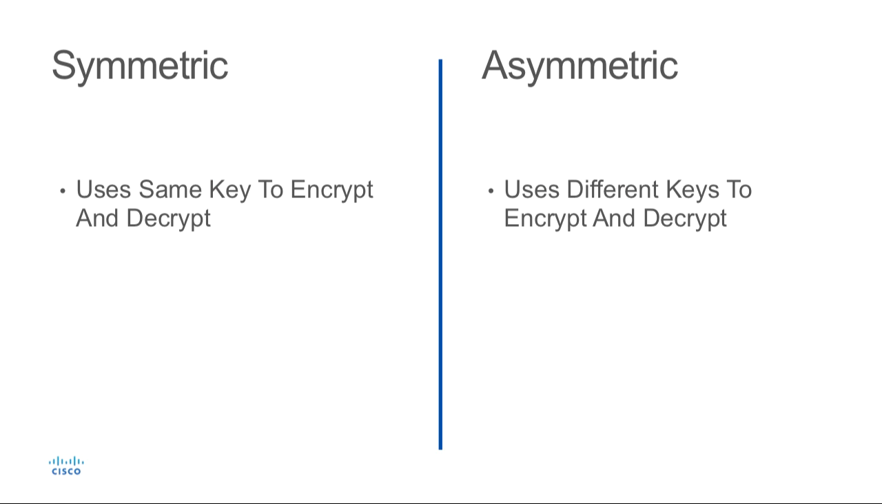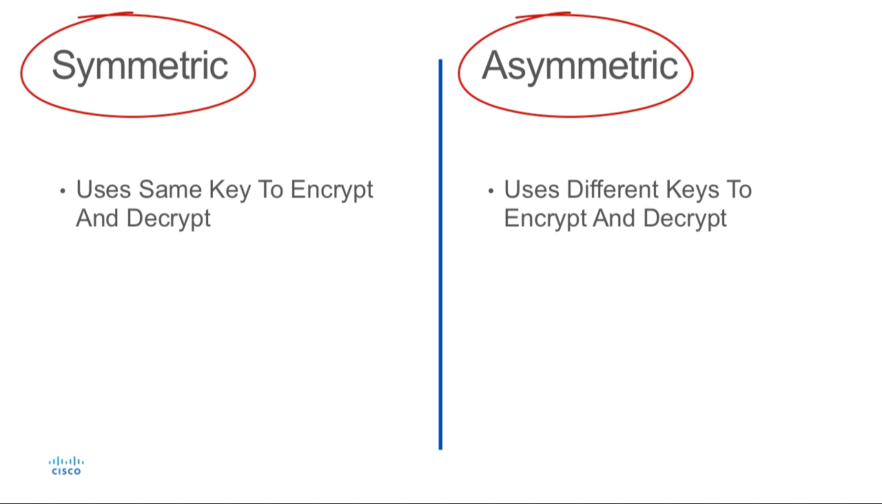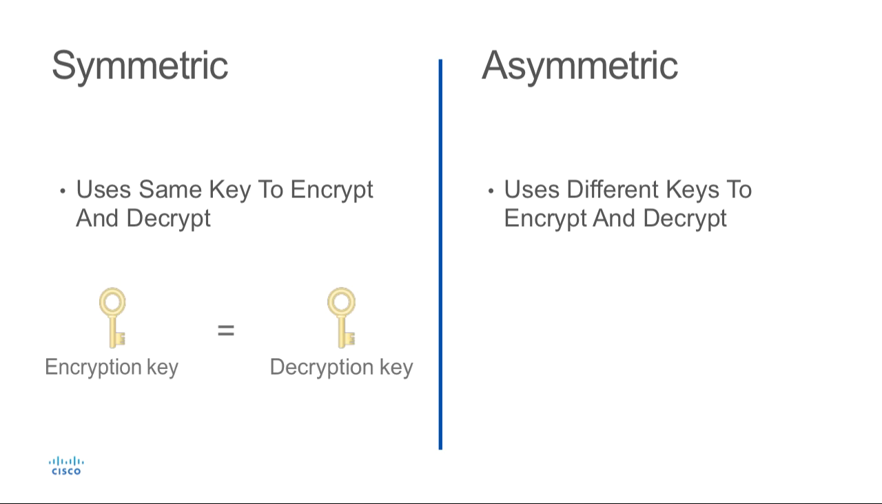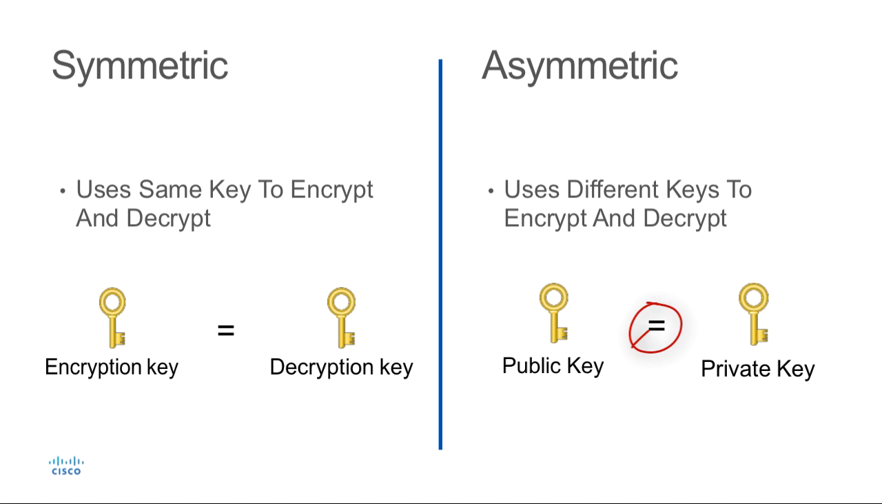Now there are two types of encryption to discuss here. The first is known as symmetric encryption, and the second is known as asymmetric encryption. Very simply put, symmetric encryption uses the same key to encrypt and decrypt, whereas asymmetric encryption uses different keys to encrypt and decrypt.